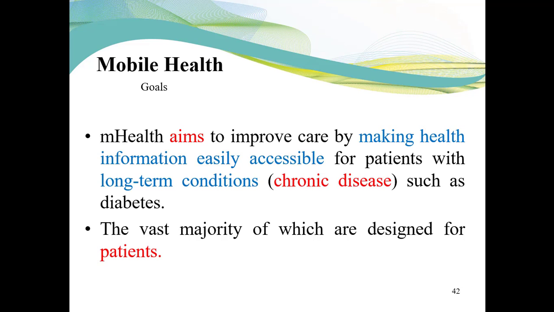Mobile health aims to improve care by making health information easily accessible for patients with long-term conditions such as chronic diseases like diabetes or cancer, etc. The vast majority of which are designed for patients because, for example, patient-centered care nowadays also needs to be focused on, because most of the patients with chronic disease need help in their life to improve healthcare, to improve the quality of life.